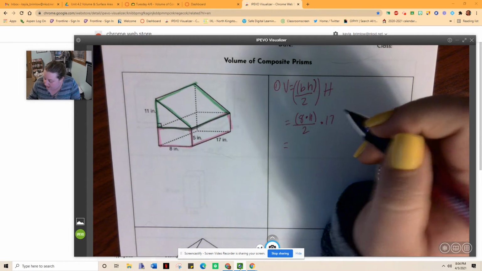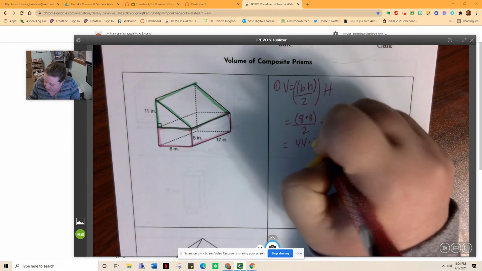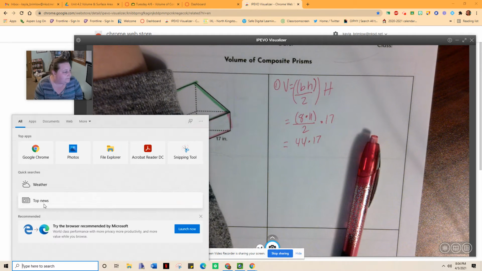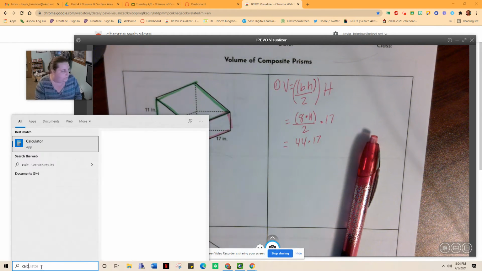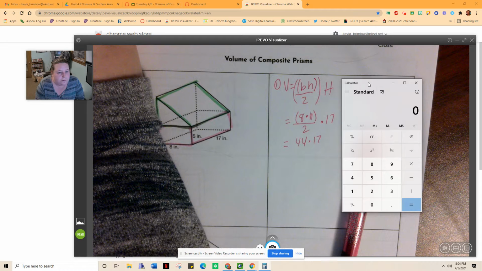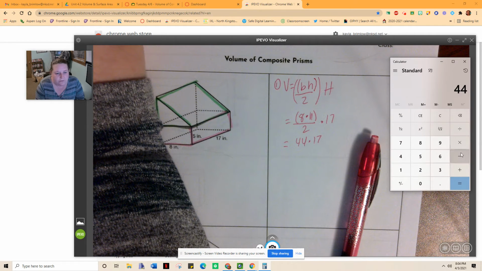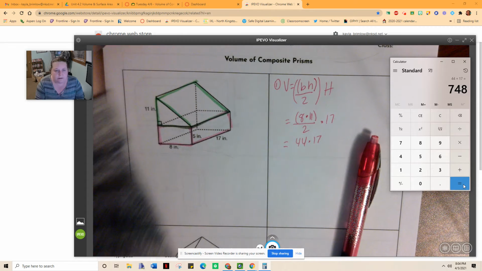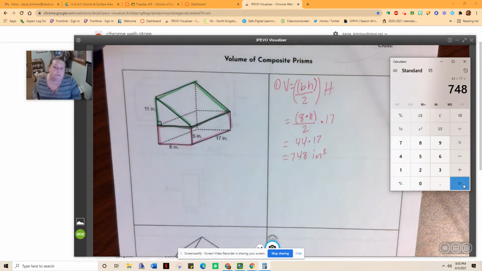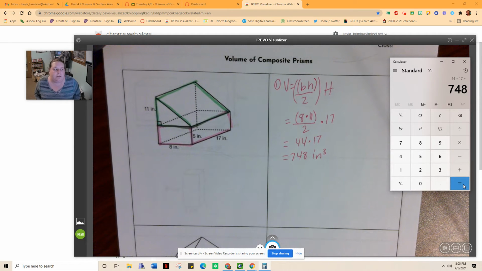So 8 times 11 is 88, divided by 2 is 44, times 17. Just going to pull up a calculator real quick. So calculator, 44 times 17, 748 inches, and we're talking cubed. We're talking about three-dimensional figures, meaning that their space is three-dimensional. So it would be cubic, or to the power of 3.